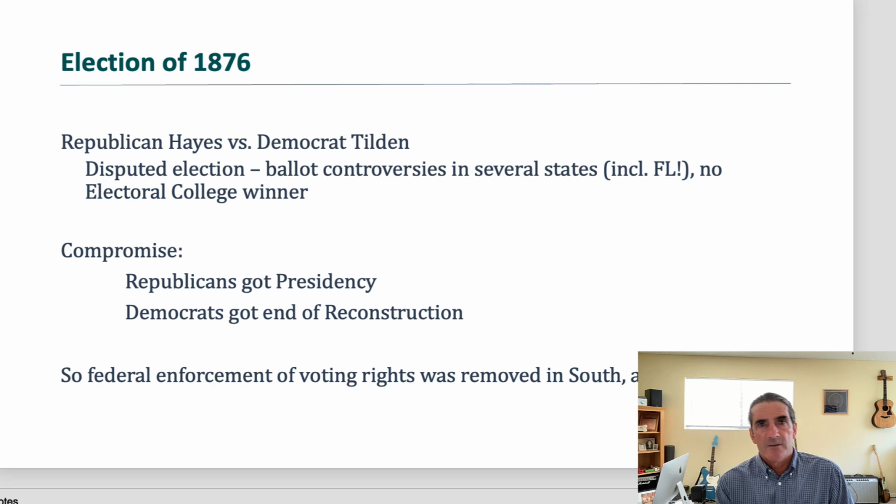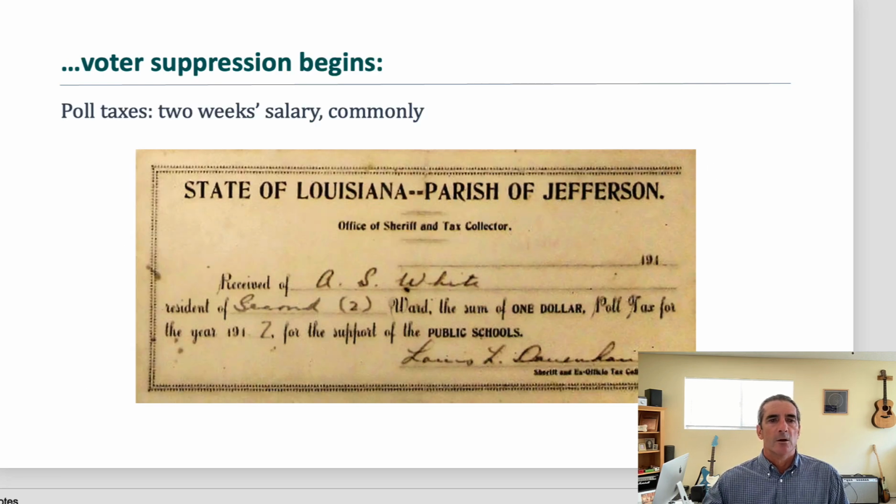And the compromise they eventually settled on was the Republicans got the presidency. Rutherford B. Hayes became president. But the Democrats, in exchange, got the end of Reconstruction, the withdrawal of northern troops from the South. And so federal enforcement of the terms of the surrender and the terms of the Voting Rights Act and the Civil Rights Amendments in the South were removed. And what this led to immediately was efforts to suppress the vote. It was at this time that we saw the imposition of poll taxes in many southern states.